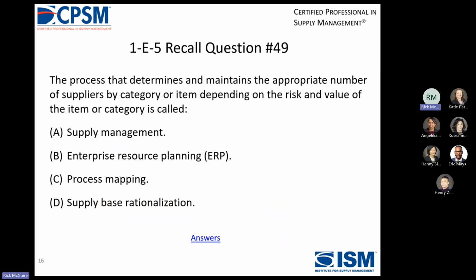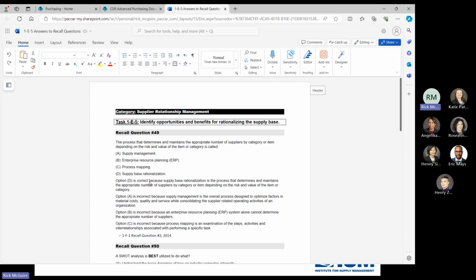The process that determines and maintains the appropriate number of suppliers by category or item, depending on the risk and value of the item, is called what? The title of this module, I would say. Any guesses? About supply base rationalization? It's what we're talking about here. That better be the answer. It is. Okay.